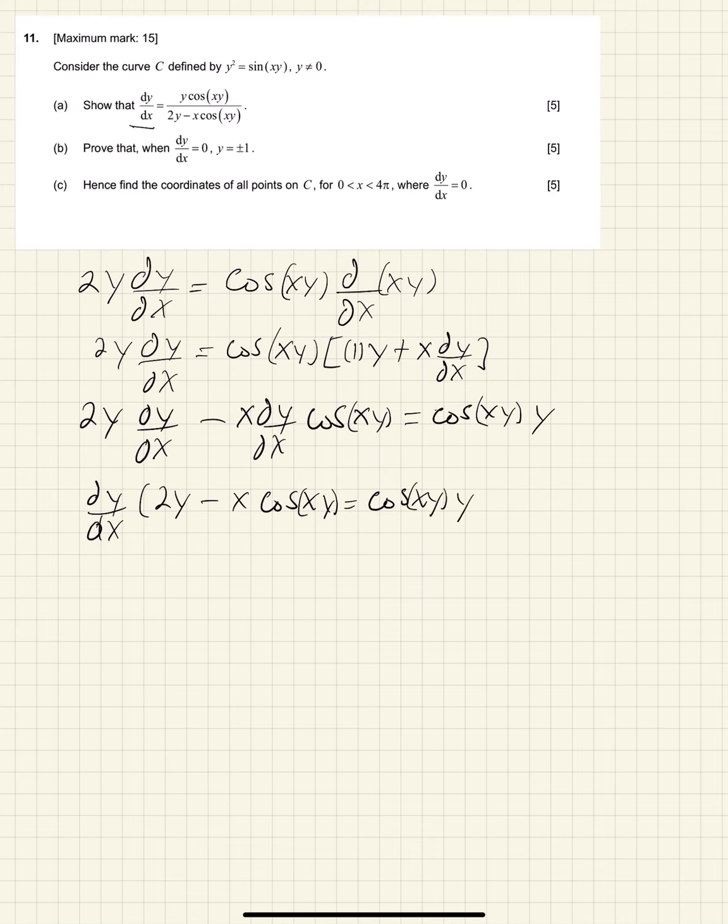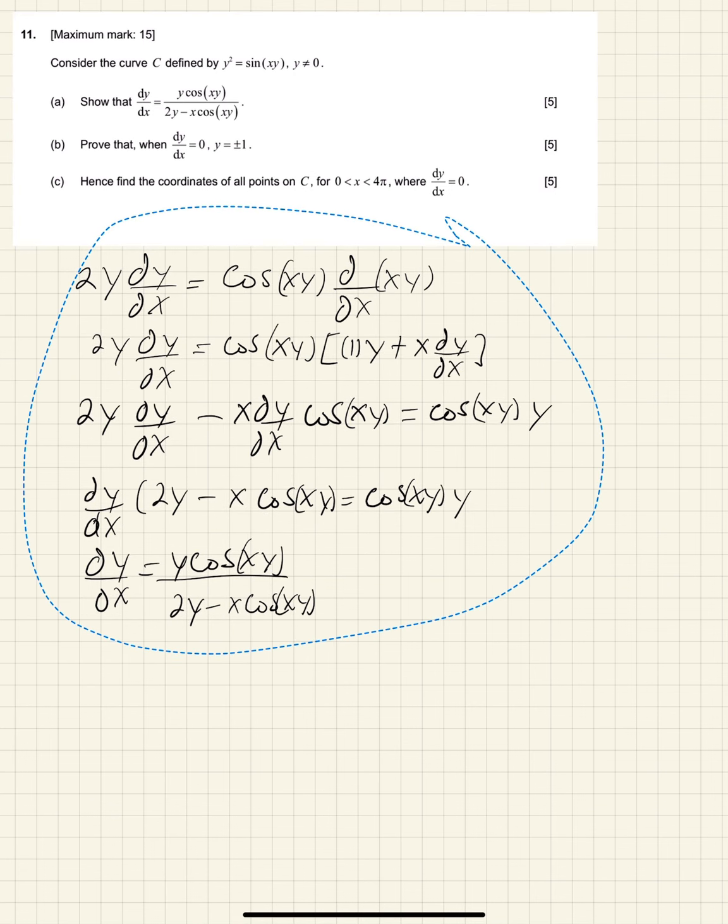And we're getting closer here to what we're being told, right? Therefore, we have shown, as we were asked to, that dy dx equals the cosine of xy, I'll put the y in front to make it more obvious, over 2y minus x cos xy. So we're satisfied with this.